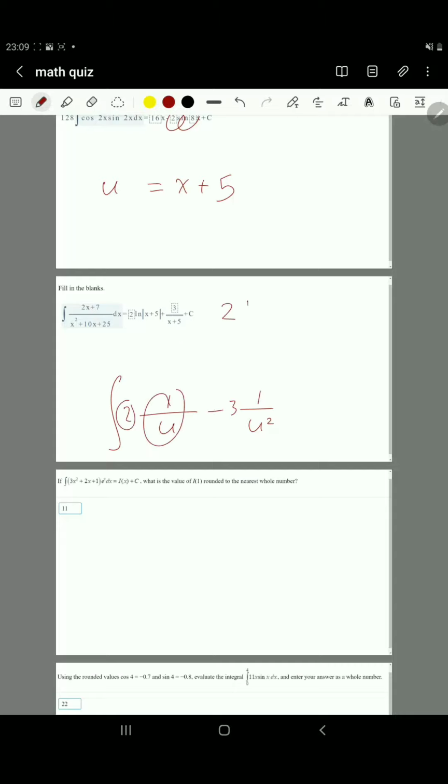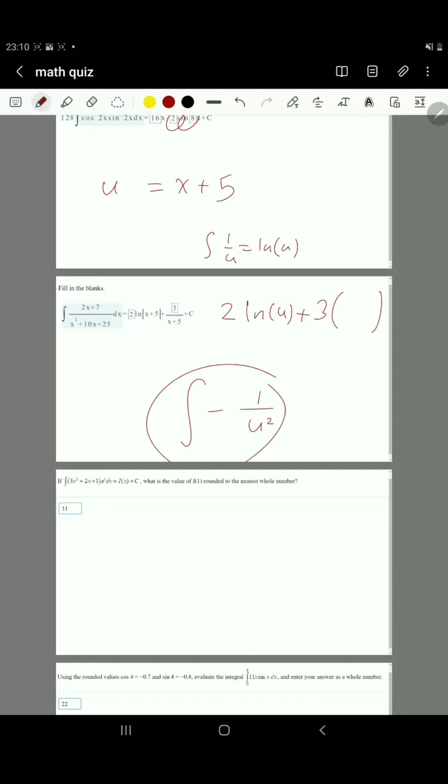The integral of 1 over u is ln u. You know, the integral of 1 over x is ln x. So the integral of 1 over u is ln u. So this is gone. Now you're left with minus 3 integral of 1 over u squared. 3 is a constant, so we can just pull it out.